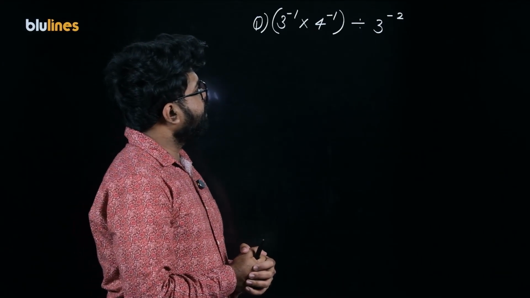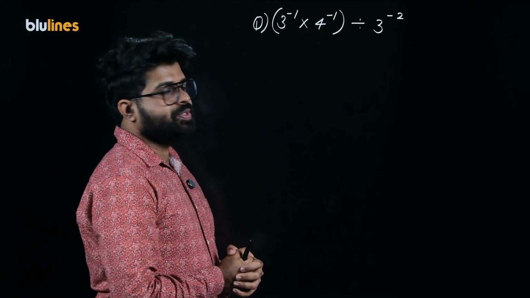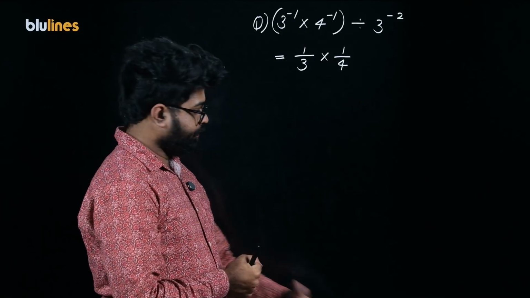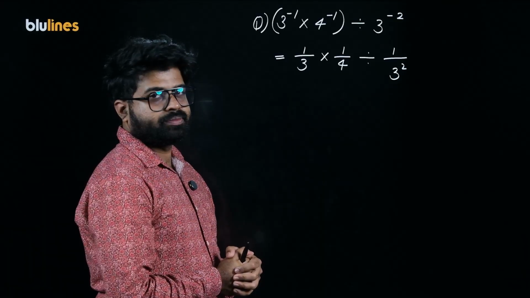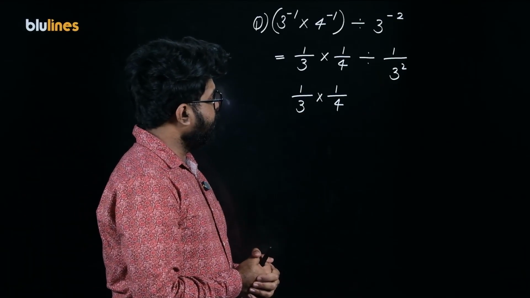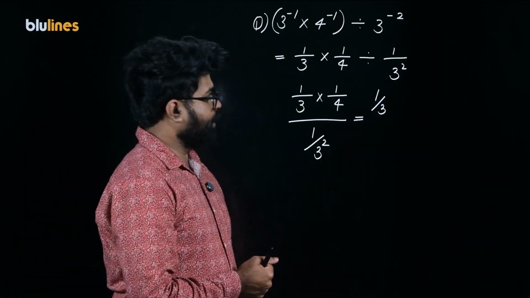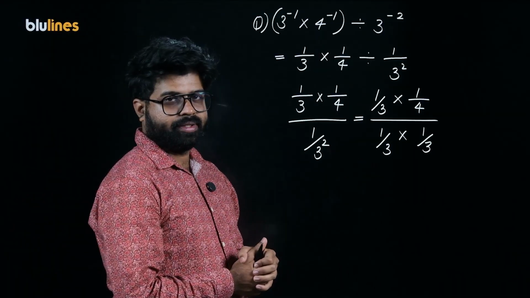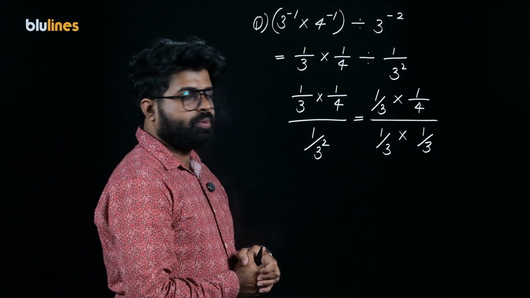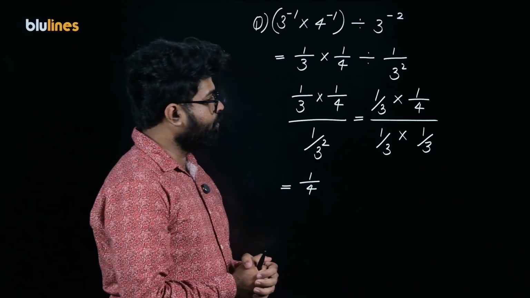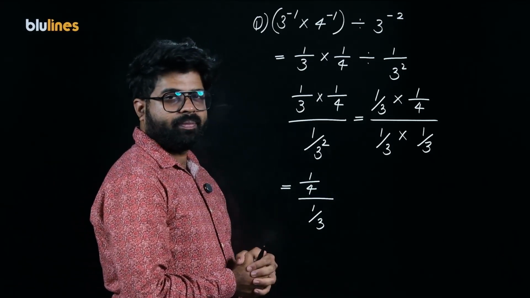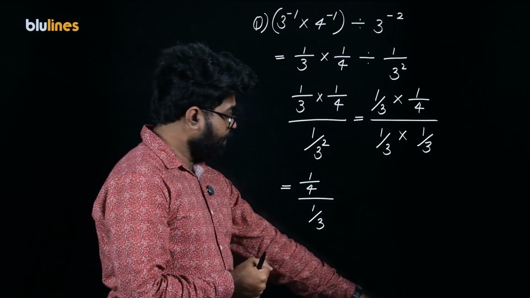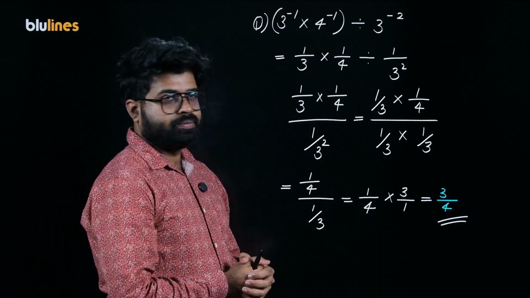Now 3 raised to minus 1 into 4 raised to minus 1 divided by 3 raised to minus 2. Okay. So this is 1 by 3 into 1 by 4 divided by 1 by 3 square, which is the same as 1 by 3 into 1 by 3. Now I can cancel out 1 by 3 from both numerator and denominator. So we are left with 1 by 4 upon 1 by 3. Now what is 1 by 4 upon 1 by 3? For dividing two fractions, we multiply with its reciprocal. So 1 by 4 into 3 by 1, which is equal to 3 by 4. So the answer is 3 by 4.